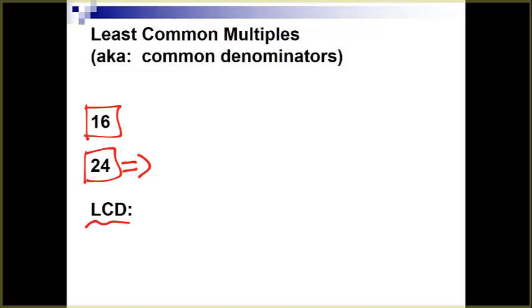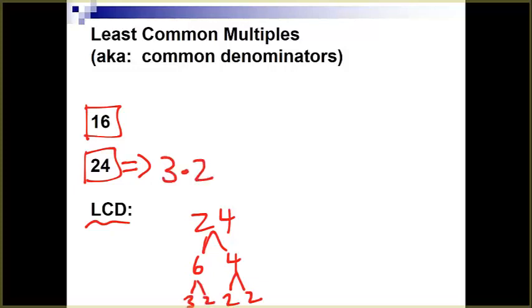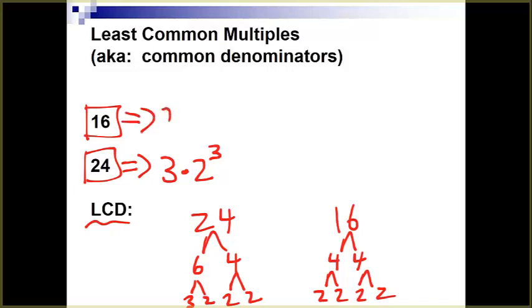For example, 24, if you broke 24 down into its prime numbers, you have 6 and 4, 2 and 2, and 3 and 2. What you'd have is 3 times 2 to the 3rd power. 16 would break down into 4 and 4, 2 and 2, 2 and 2. So you'd have 2 to the 4th power. So what you're looking for is the separate entities. So for example, I've got a 2 to the 4th and a 2 to the 3rd.